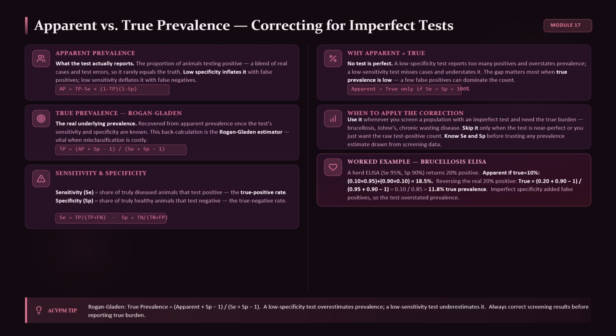Notice the test reported 20%, but the truth is closer to 12%. The imperfect specificity stacked the count with false positives. So whenever a question hands you apparent prevalence plus the test sensitivity and specificity, your job is to correct it. This matters most in surveillance for diseases like brucellosis or chronic wasting disease, where a wrong prevalence estimate carries real regulatory and trade consequences. Practice the Rogan-Gladen rearrangement until it's automatic.